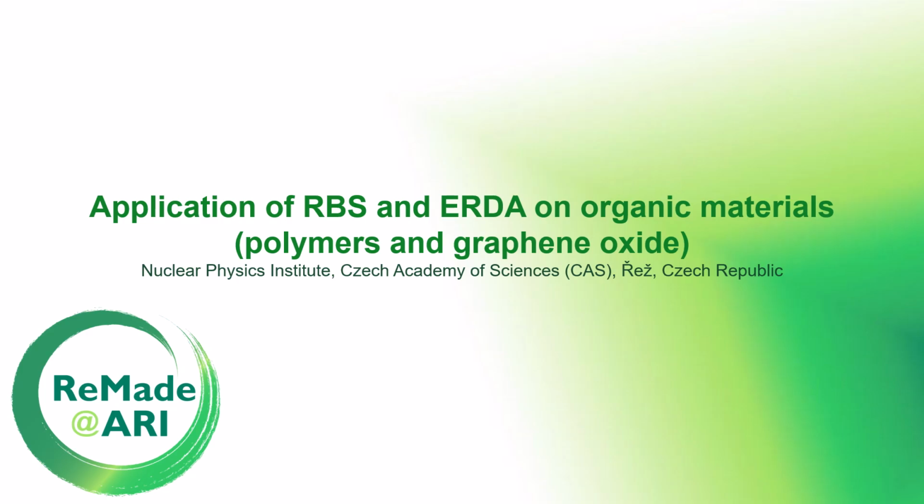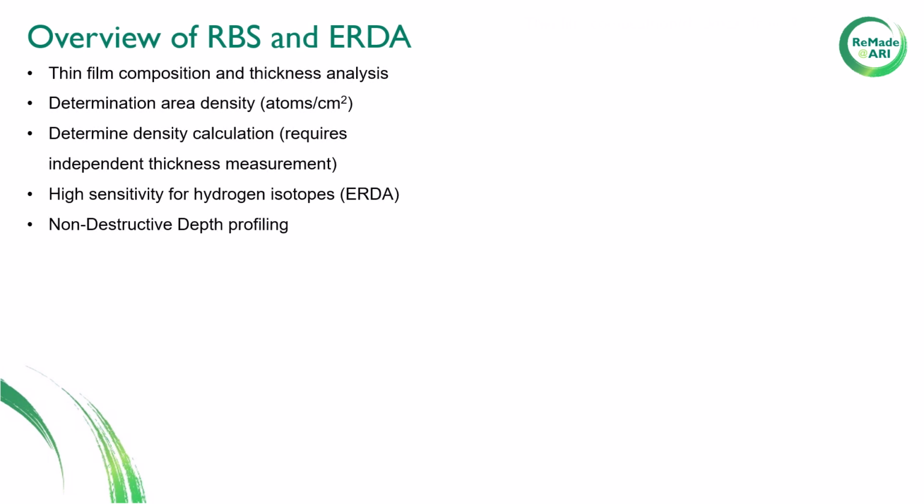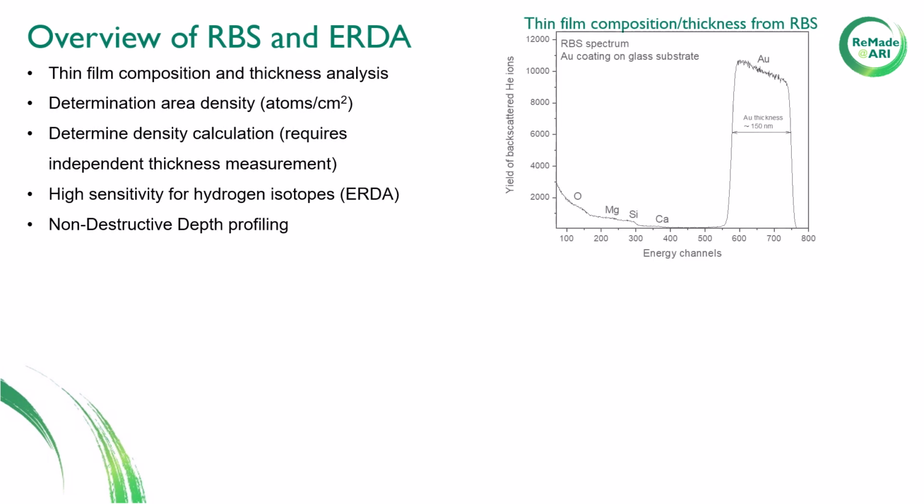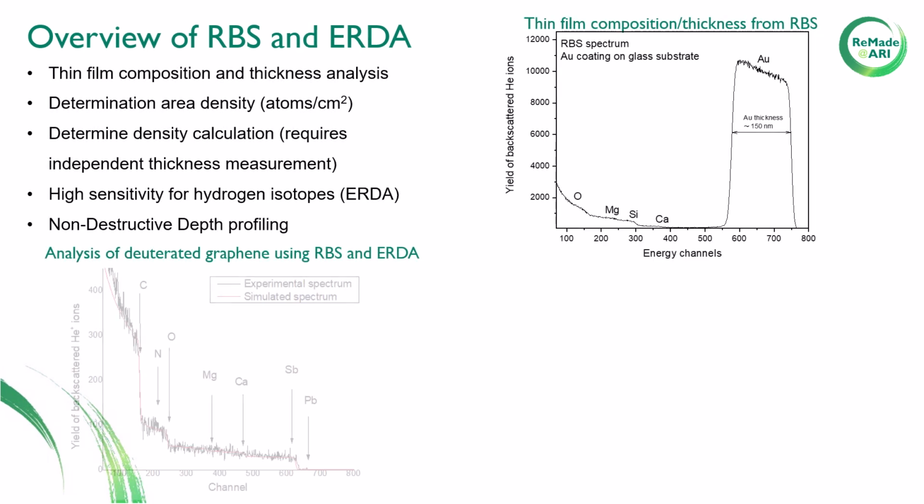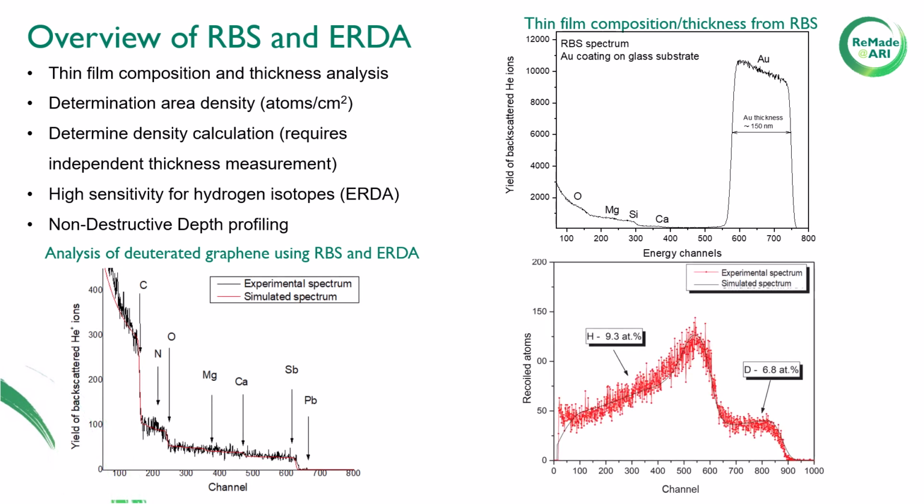We would like to introduce you the application of Rutherford backscattering spectrometry and elastic recoil detection analysis methods on organic samples. RBS with complementary ERDA can be used for compositional thin film analysis, determination of the area concentrations, elemental depth profiling, and determination of the film density of the amorphous material.